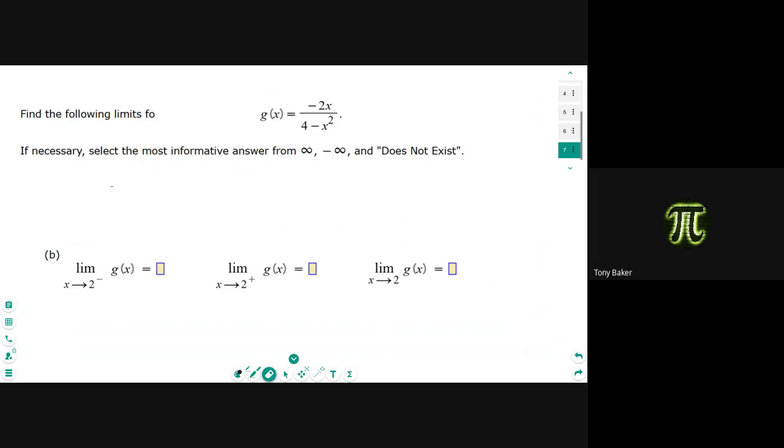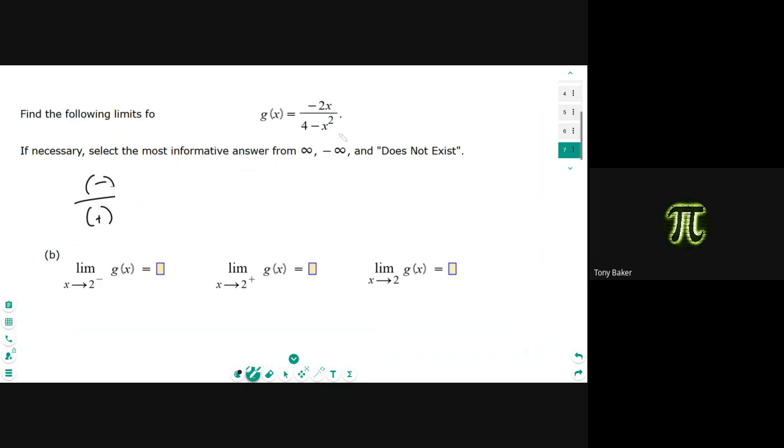What's the limit as I'm going to 2 from the left? Top positive or negative? Negative. Top negative. What's the bottom? It's going to be positive, right? Because 4 is bigger than whatever's going to be over there. So positive.